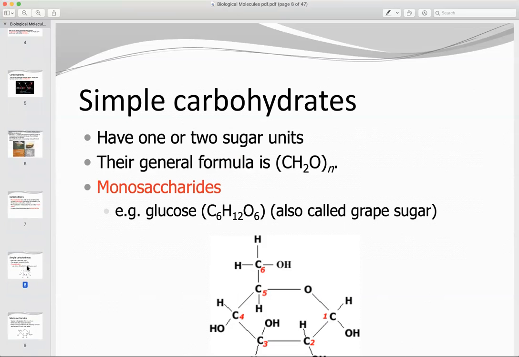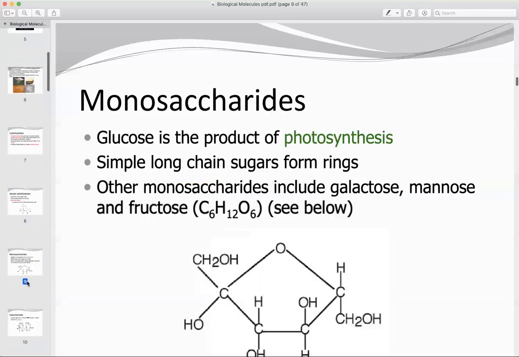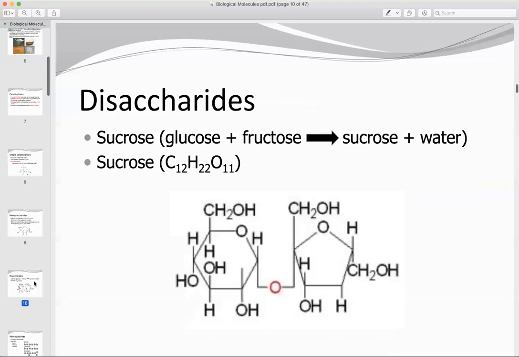Disaccharides can be formed when we join together two or more monosaccharides, okay? Oh yes, glucose, we know, is a product of photosynthesis. So this is something that should not be very new to you, all right? If we join together two or more monosaccharides, we form disaccharides, right? This is still an example of a simple sugar, all right?